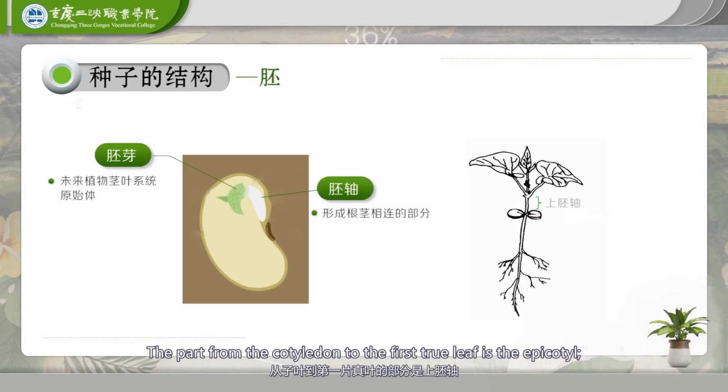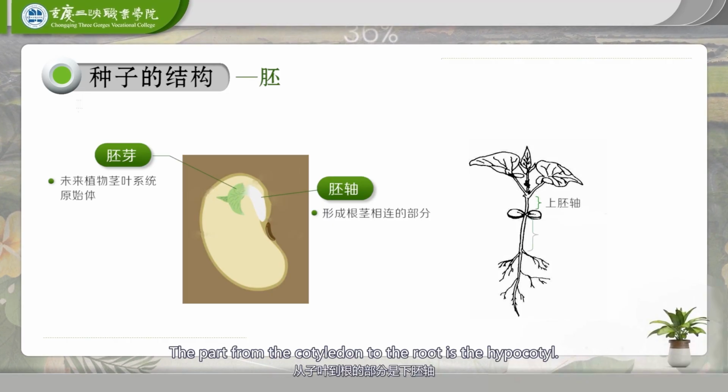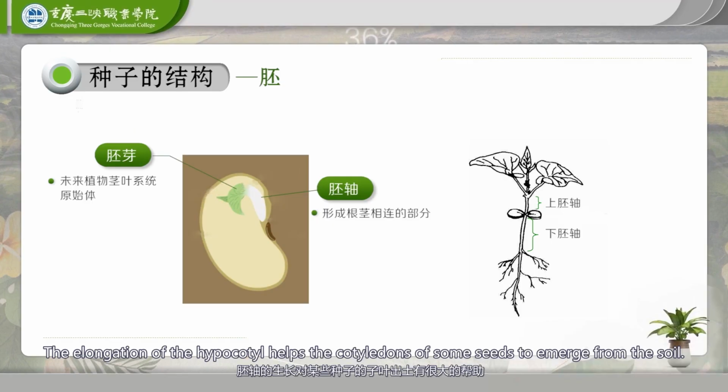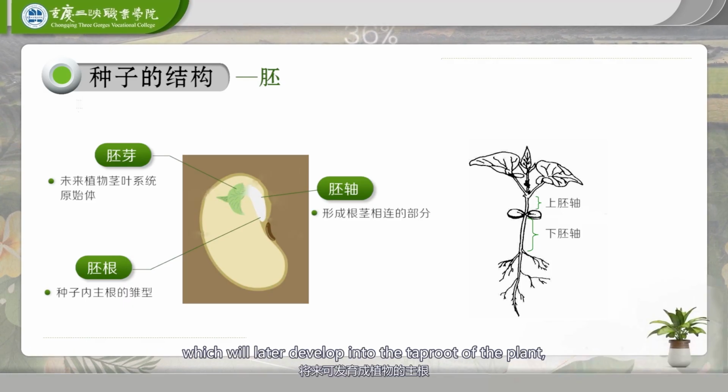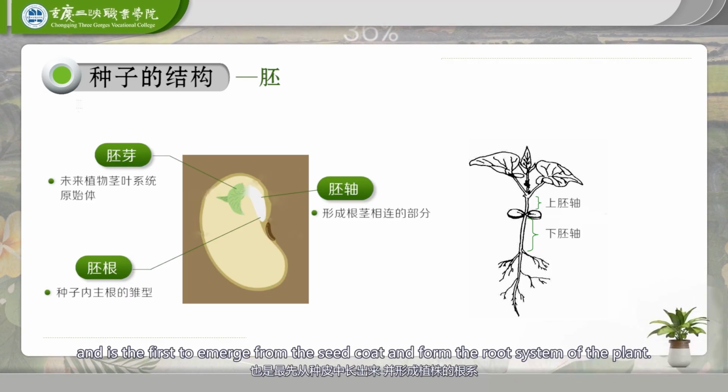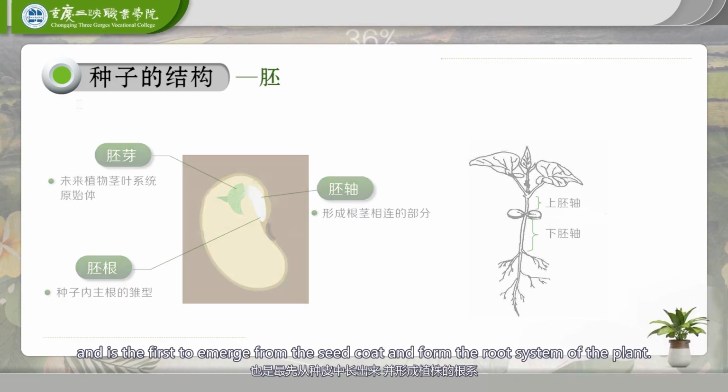The part from the cotyledon to the first true leaf is the epicotyl. The part from the cotyledon to the root is the hypocotyl. During seed germination, the elongation of the hypocotyl helps the cotyledons of some seeds to emerge from the soil. The radicle, located below the hypocotyl, is conical and represents the embryonic primary root within the seed, which will later develop into the taproot of the plant, and is the first to emerge from the seed coat and form the root system of the plant.